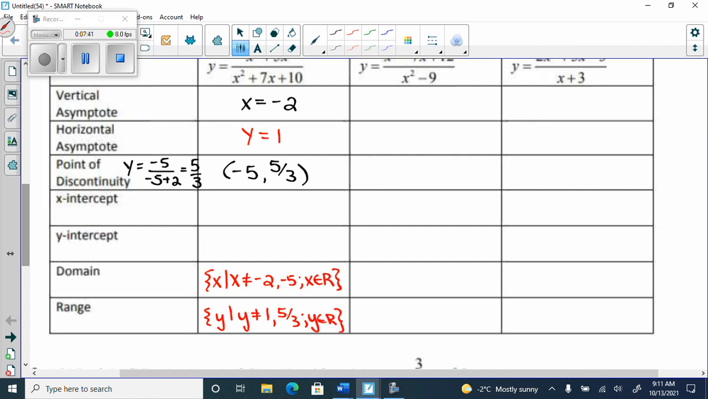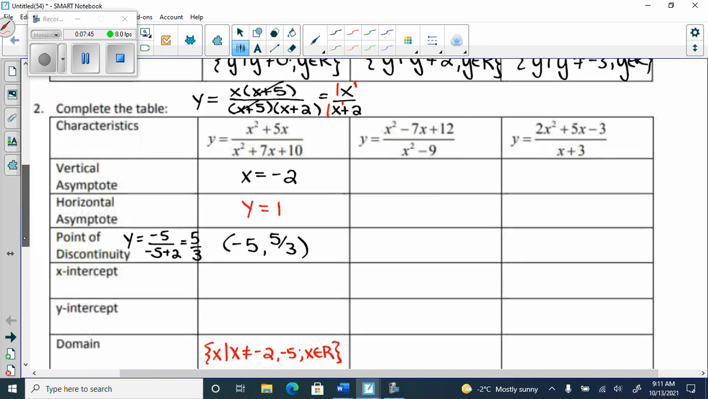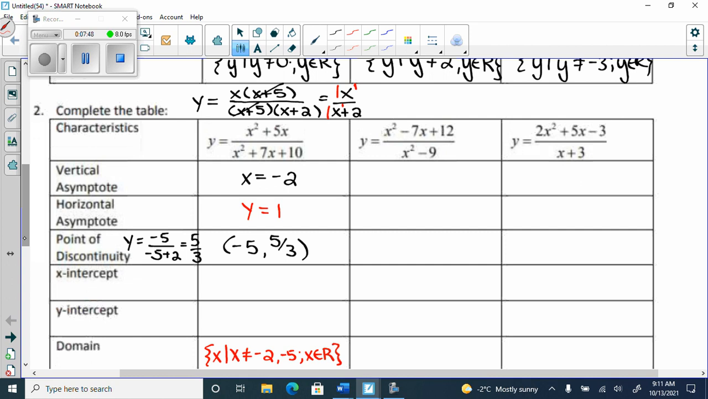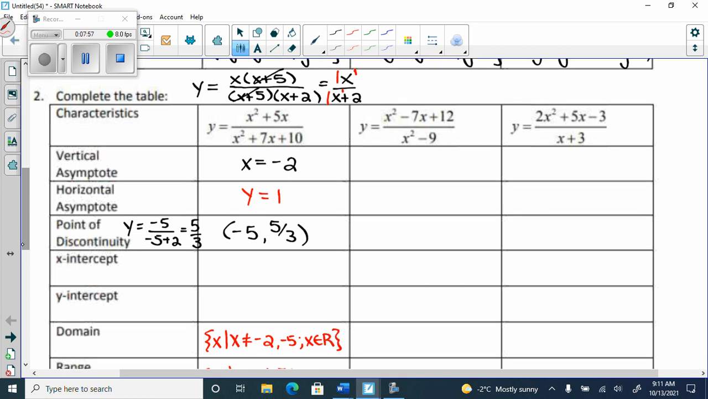Now to get the y-intercept. Y-intercept, you just plug x equals 0 in. So if I go, do I need to have this version with these x plus 5s in it? No. I can plug it right into the simplified one. So for my y-intercept first, I need x equals 0. So I can plug it into the simplified one. So I'm going to get y equals 0 over 0 plus 2, which is 0. 0 divided by 2 is 0. So my y-intercept for this one is at 0, 0.